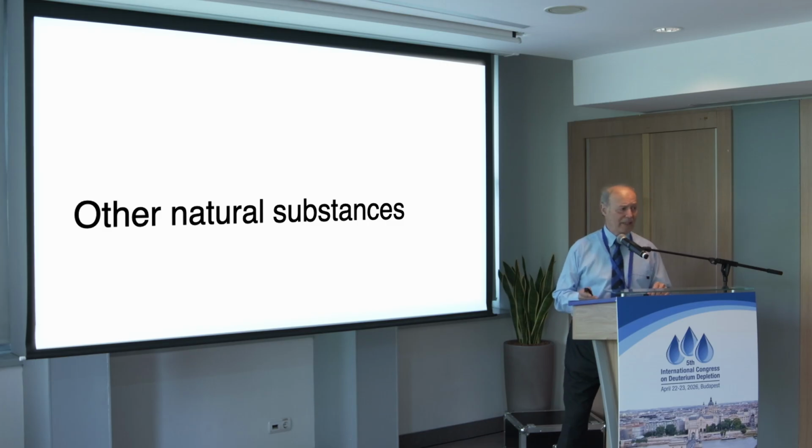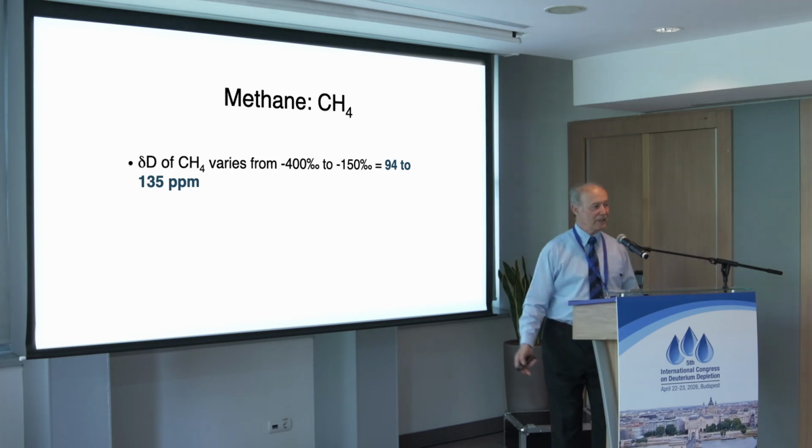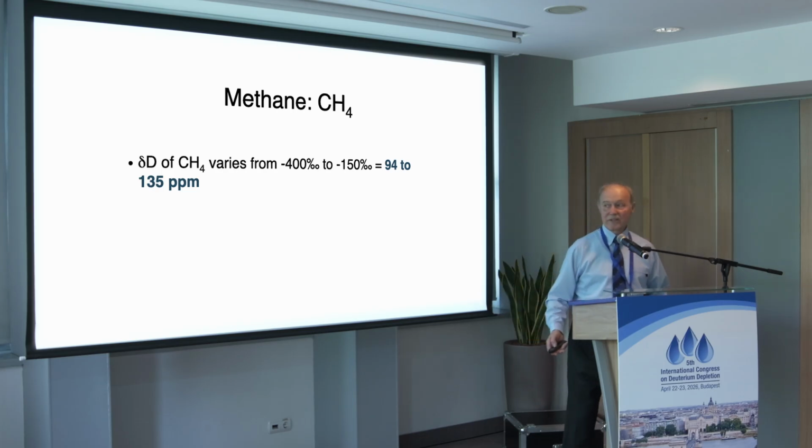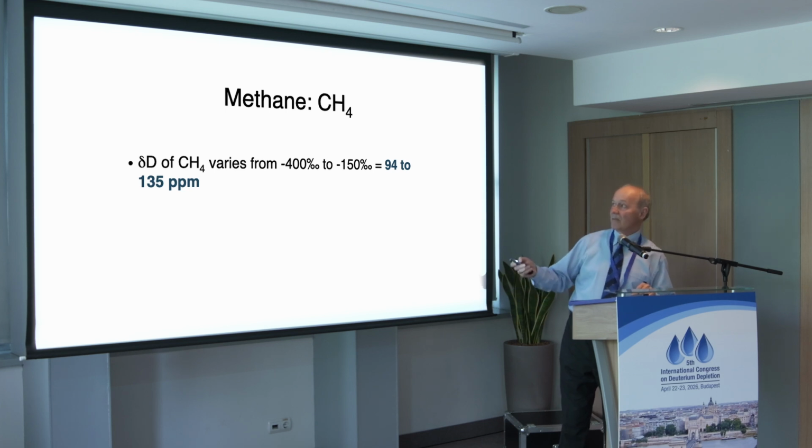And now I show you some data of natural substances. Not much. One is methane. Methane is produced in nature by different processes, and it has a rather low deuterium level. Its deuterium level is from 94 to 135 ppm. So if you burn this methane, the water will have 94 to 135 ppm deuterium.